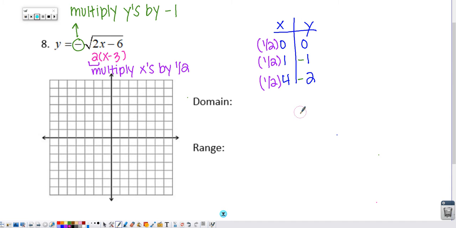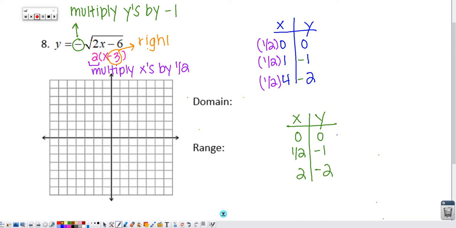So we have x, y. Okay? And then we'll just rewrite. So we have 0, we have 1/2, we have 2, and then we have 0, -1, -2. So remember, because there is a shift, it looks like we have a shift right here. Right here tells us to go right. We'll go ahead and do that. So we'll go right by 3.